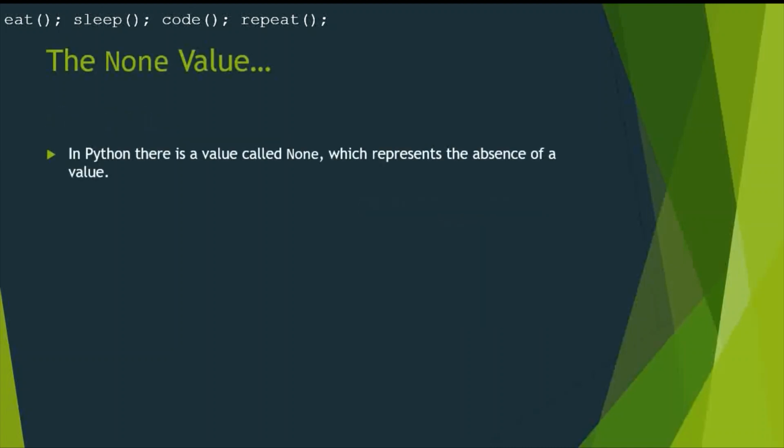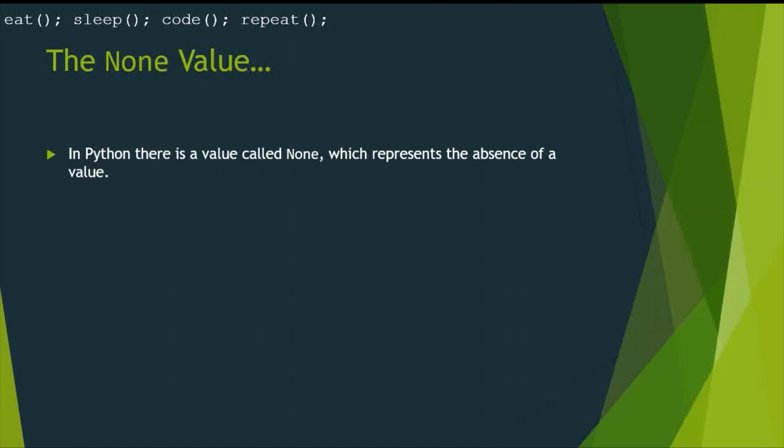Moving forward, in this video we're going to talk about None values, then keyword arguments, different types of arguments, and then local and global scope, one of the most important topics. Now let's start with the None value.